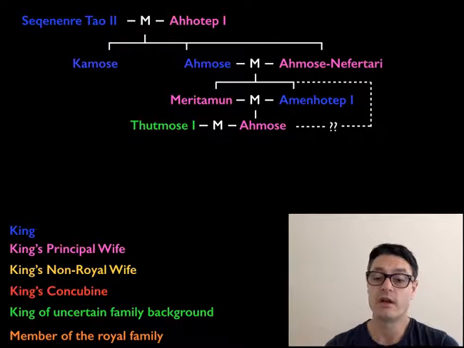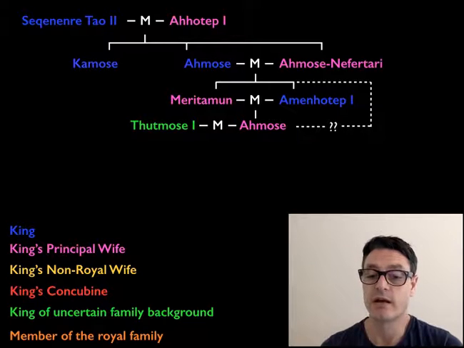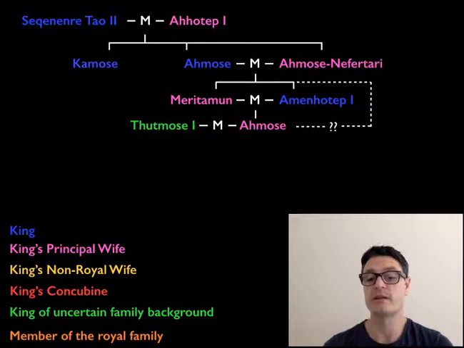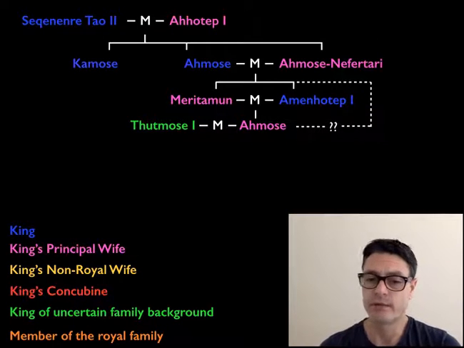If we continue on, we need to note another little ambiguity or another little thing that we don't quite know about, and that's the actual relationship of Queen Ahmose to her parents and perhaps even her brothers and sisters, because as you can see this line has a couple of question marks there, because we're not sure about it.